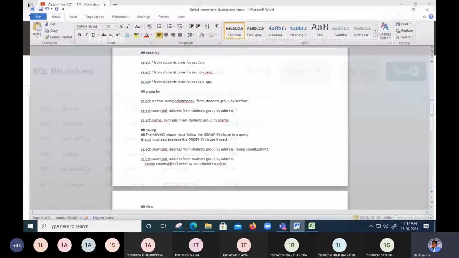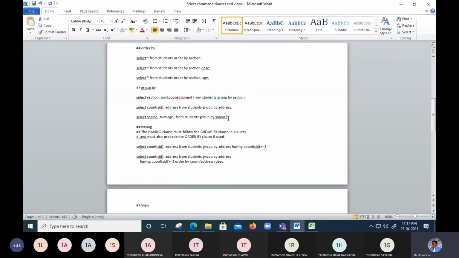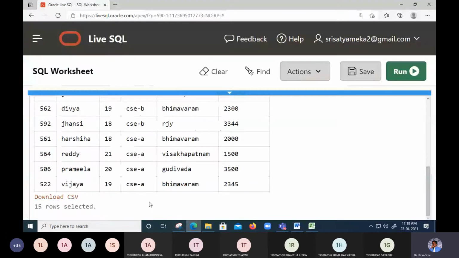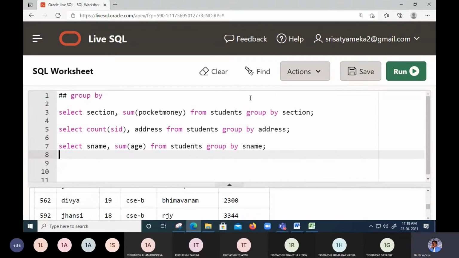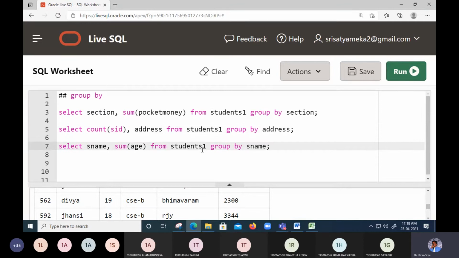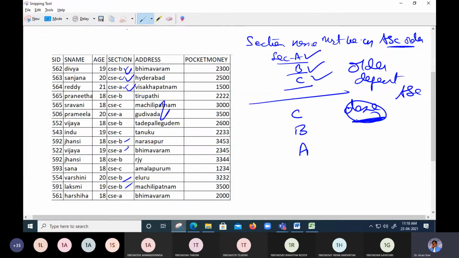Now let us look into the third aspect, that is the group by command. This will be interesting. Now the group by command is going to use some aggregate functions. This is important here. The group by command is going to use aggregate functions.